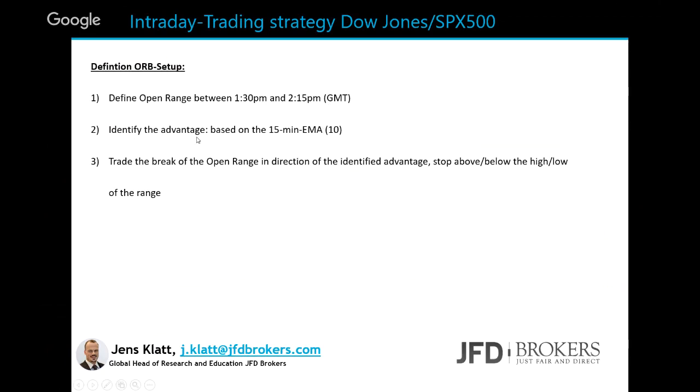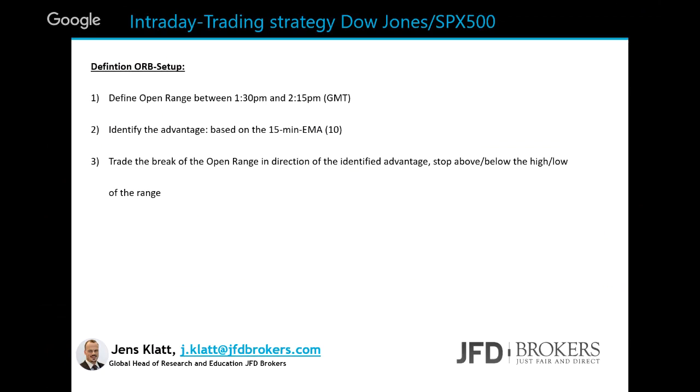Then we identify the advantage based on the 15-minute exponential moving average, meaning nothing more than if we trade above that, we are only trading the long side. If we trade below that, we are only trading the short side. And then we trade the breakout of this range in direction of the identified advantage, meaning if we are trading above the 15-minute exponential moving average 10 and we're breaking out on the upside, we're going long. If we are trading below the 15-minute exponential moving average 10 and break out on the downside, we trade the short side.